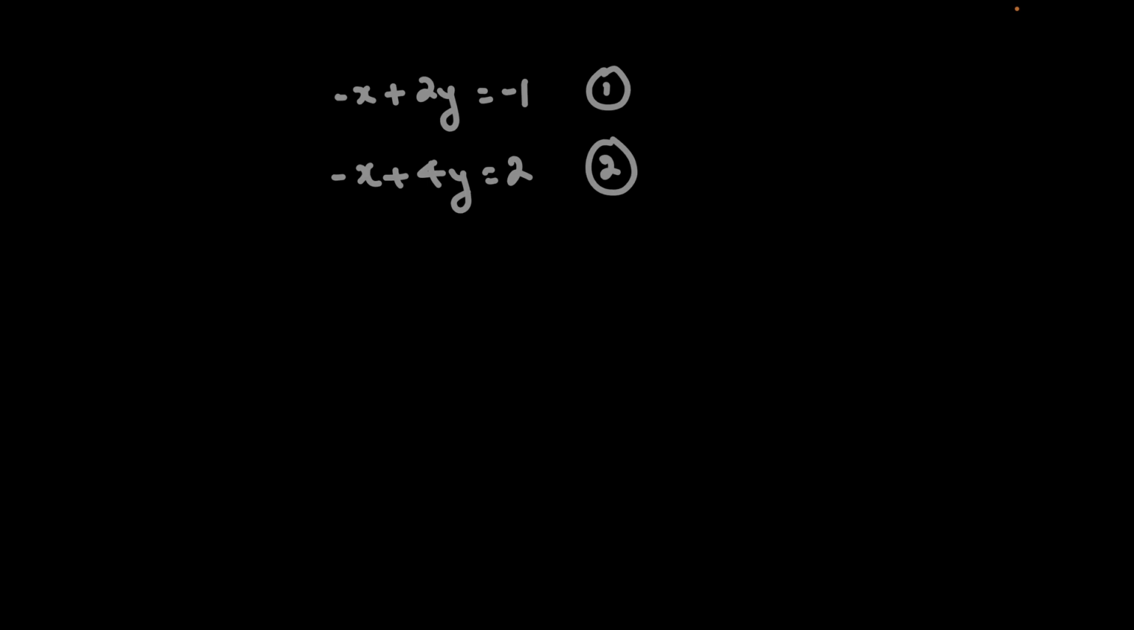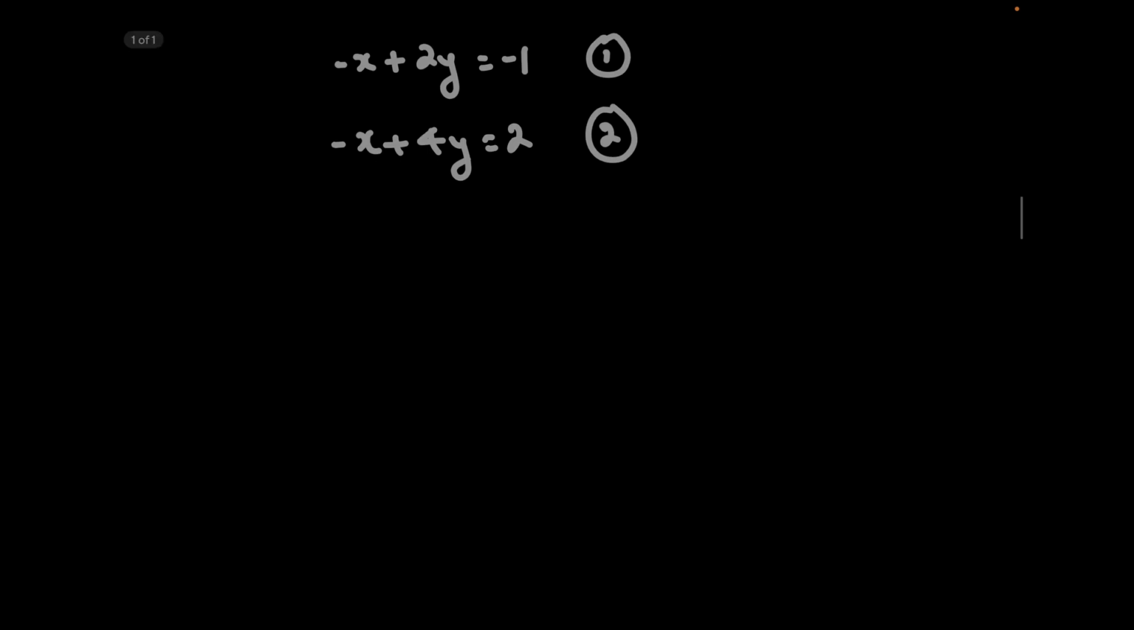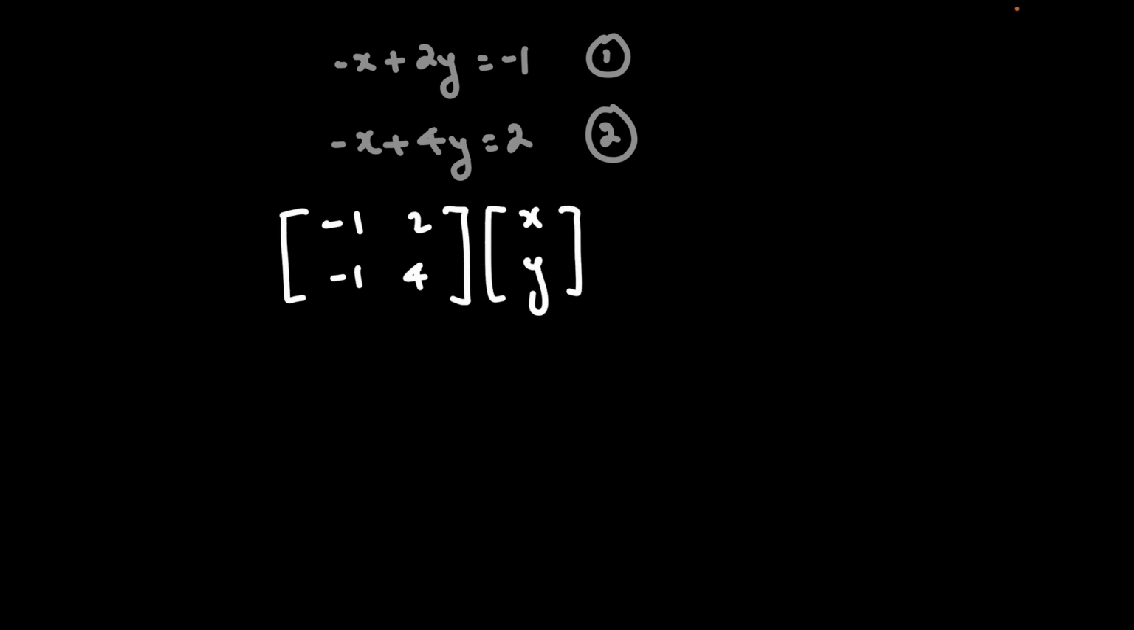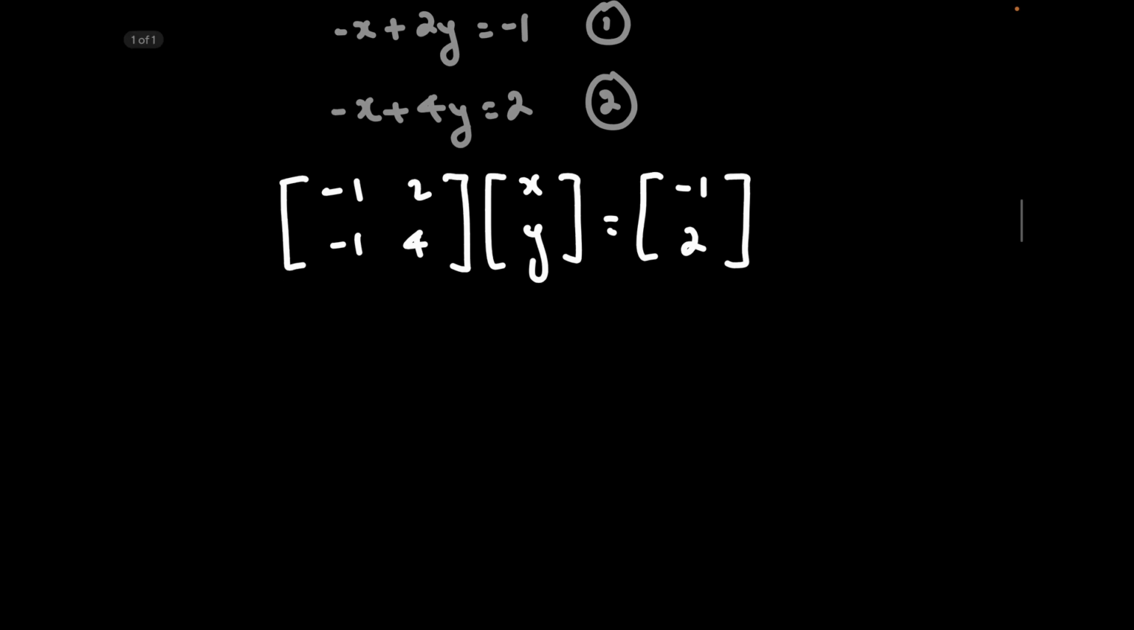Okay, this is example number 3. Pause the video and give it a go. Okay, so now we set up our matrix equation. -1, 2, -1, 4. Times it by xy. And that will give us the solution matrix, -1, 2.